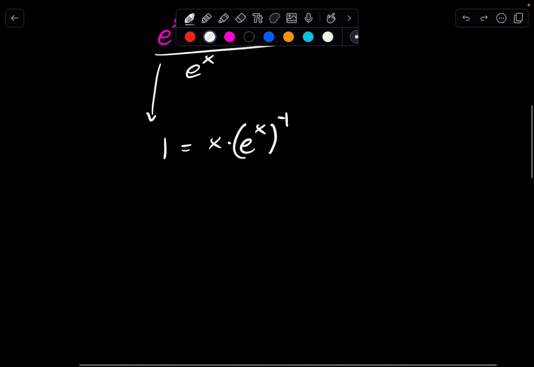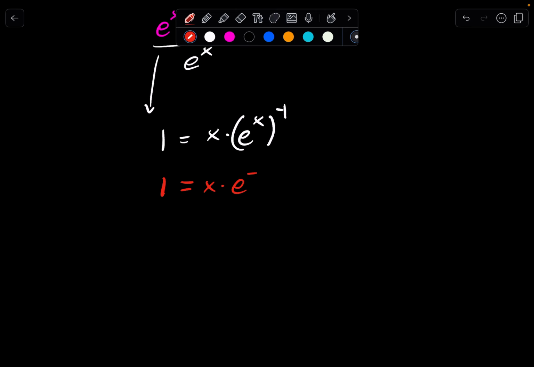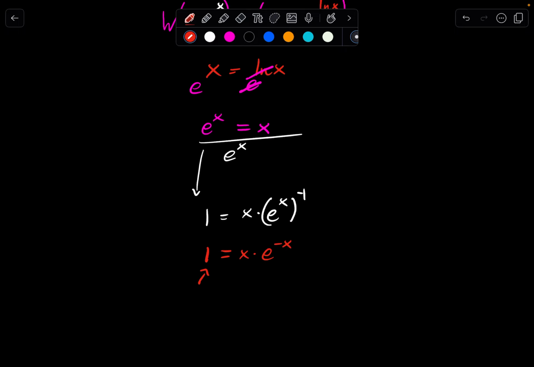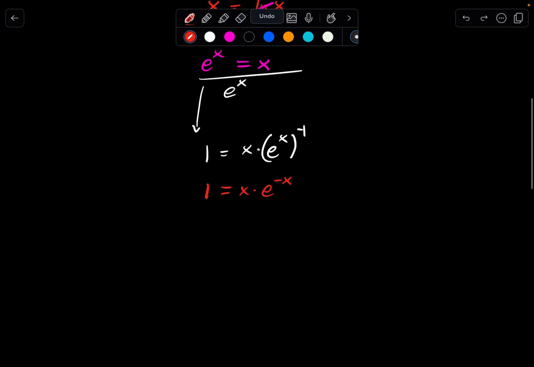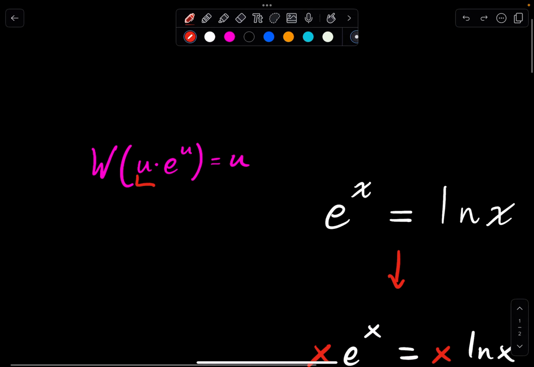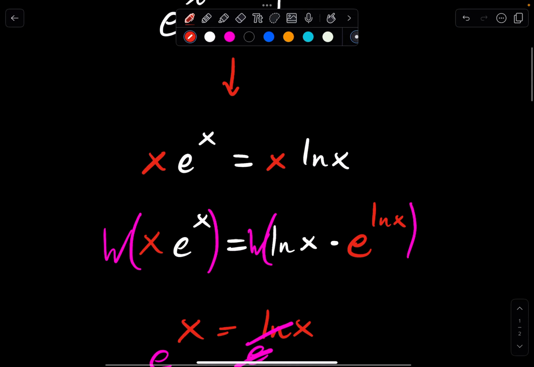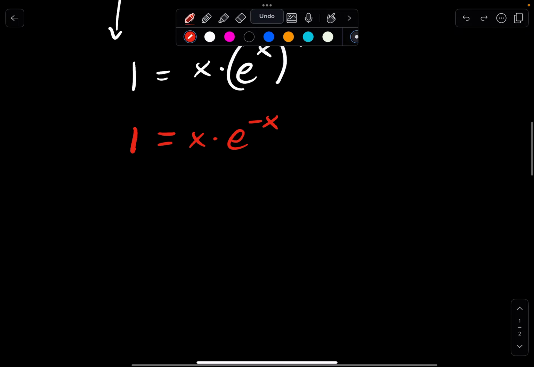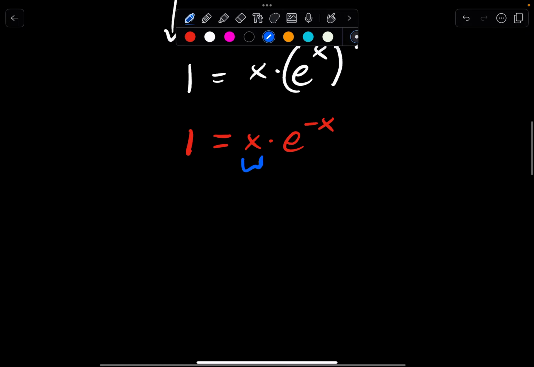So, furthermore, I can keep going and rewrite this. 1 equals x times, and since this is in this special form, exponents multiply as an algebraic property. So we have x times e to the negative x equals 1. But are we ready to use the Lambert W function again? No. The Lambert W function is something times e to the something, specifically. But this is something times e to the negative something. So these two are not the same. We can't use the Lambert W yet. So are we stuck? Absolutely not.